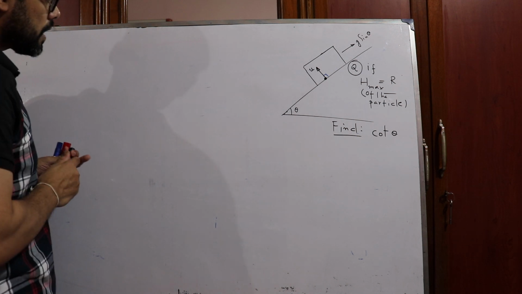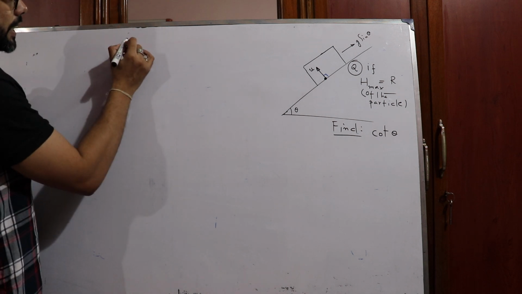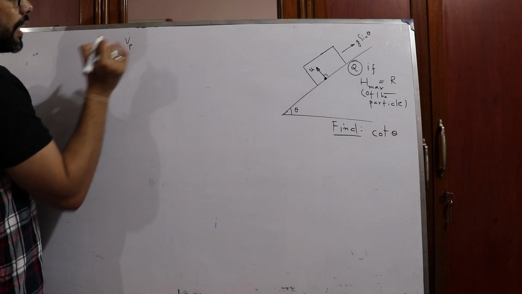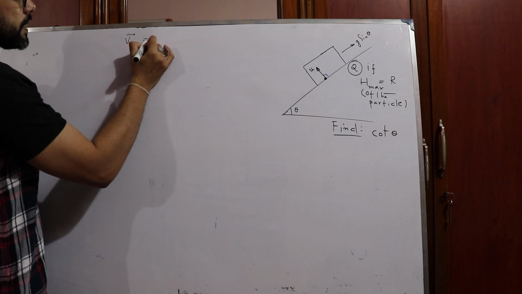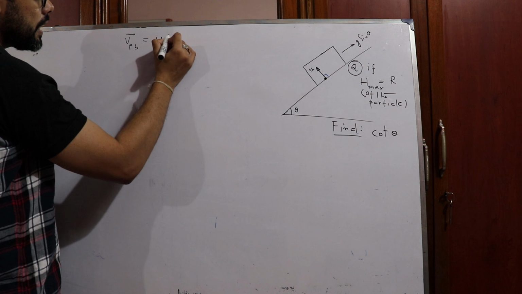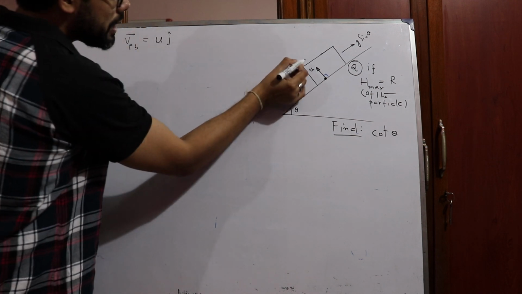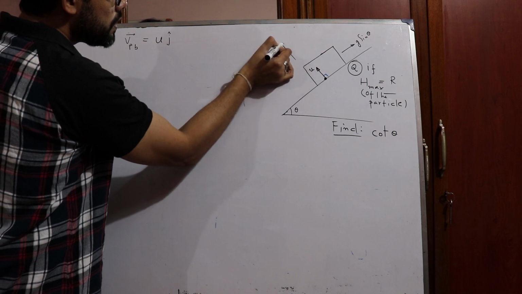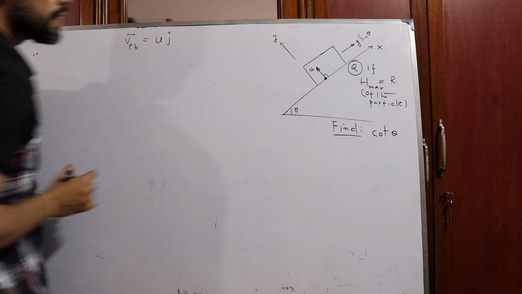So first thing that I want to tell you is what are the data given over here. U is given. What is U? Velocity of particle with respect to the box. This is u and it is in vertical direction, so I am calling it j cap. Suppose I am considering this is y axis and this is x axis.